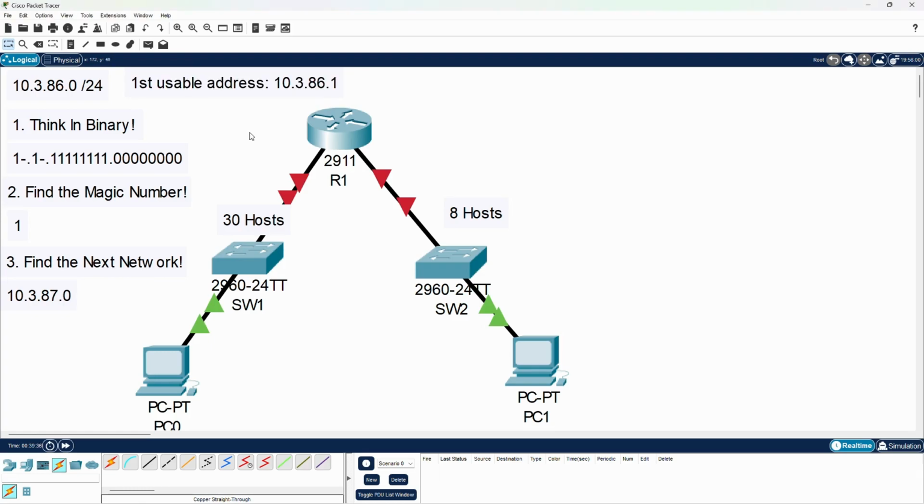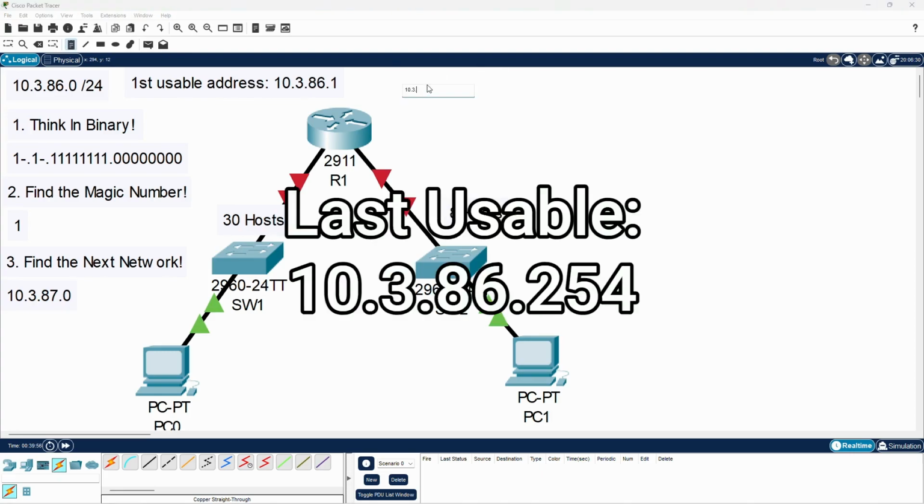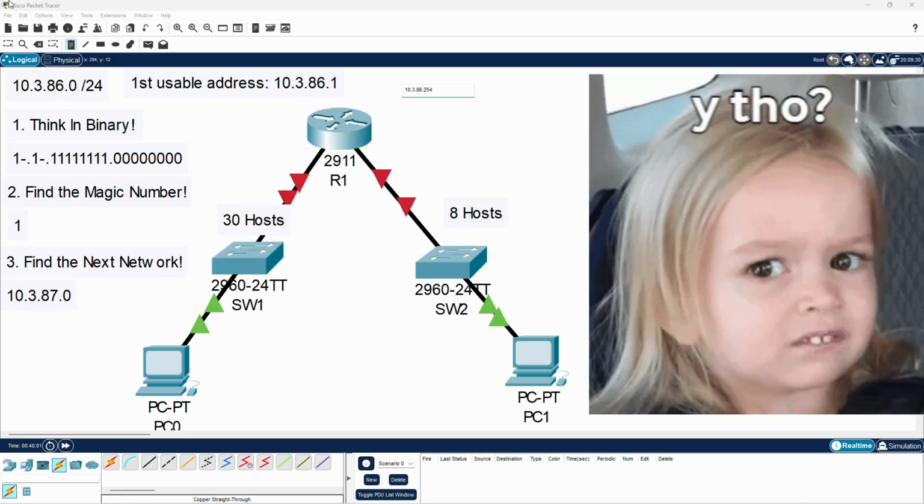When I teach this is where people get caught up. They're like, I'm not sure, it's 255, 254. When I say usable, I really mean assignable. So what can we as people use to assign to a computer? That is, in this case, going to be 10.3.86.254.